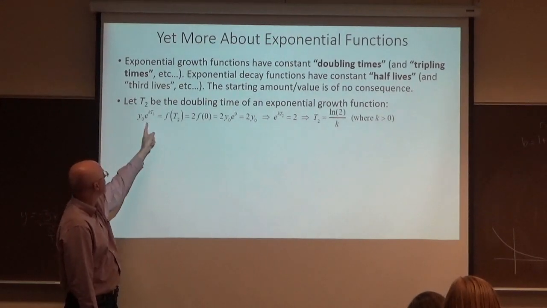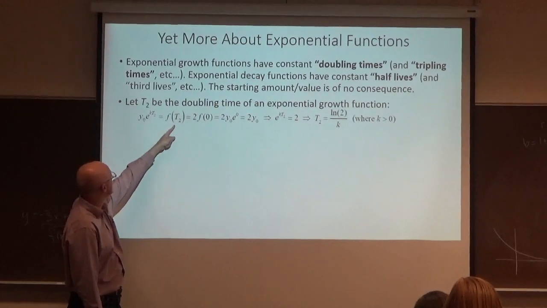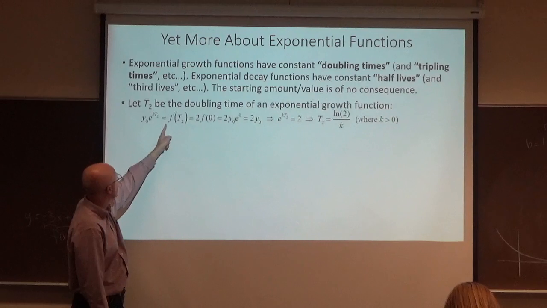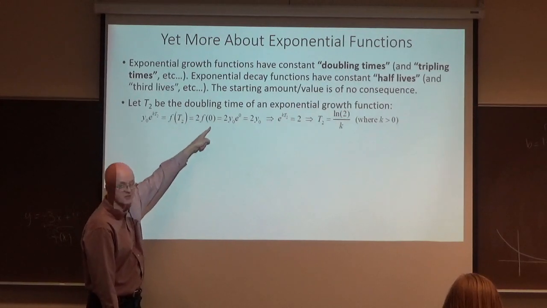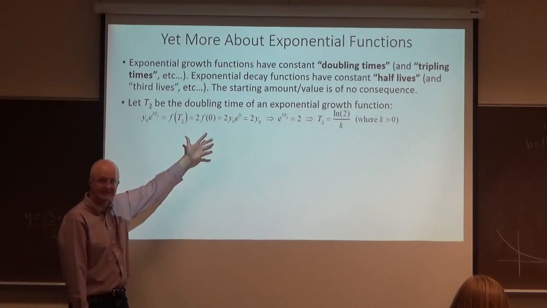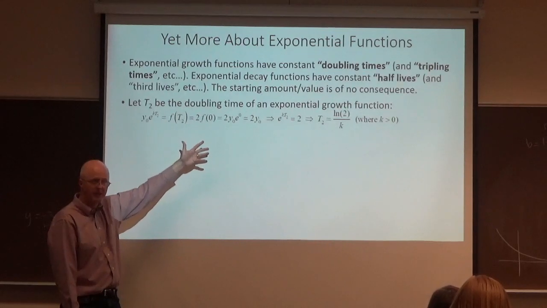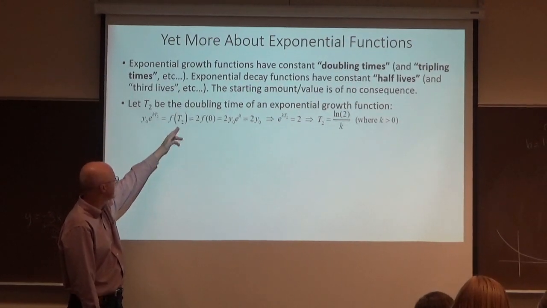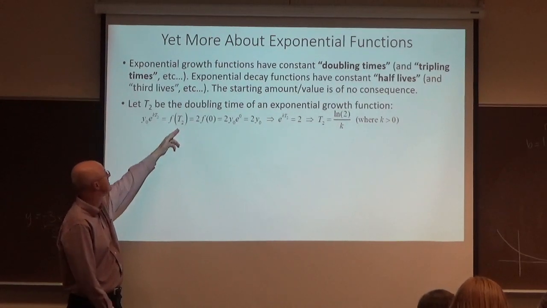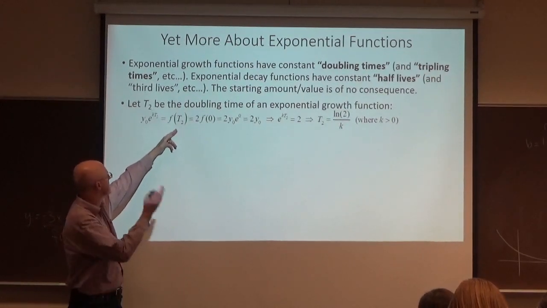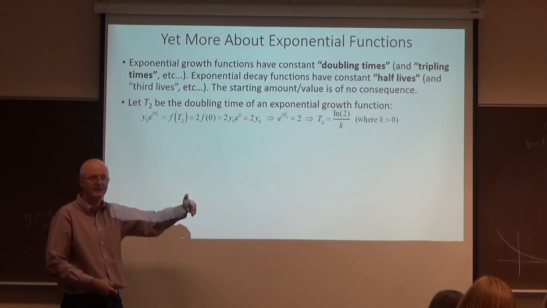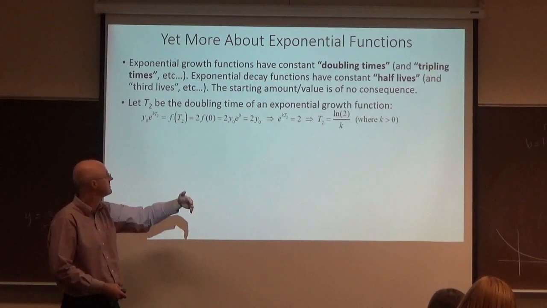What am I doing here? I'm saying, okay, I want the function value at the doubling time to be twice what I started with. You should be able to take these symbols and think about what they mean. This is the value of the exponential growth function at the doubling time. Actually, it's growth. Think of this as money growing. How long do you need to leave your money in the bank for it to double in value, for example?